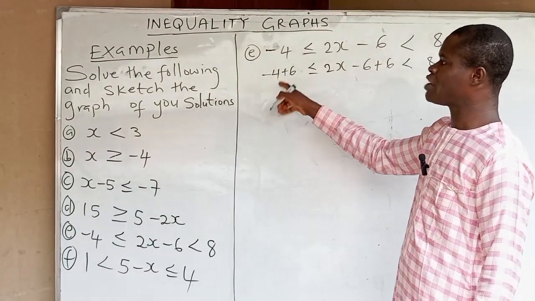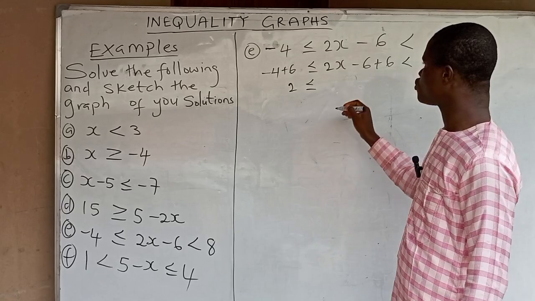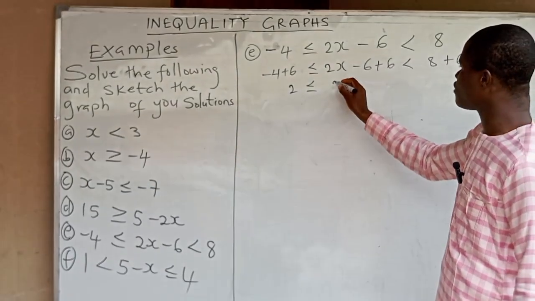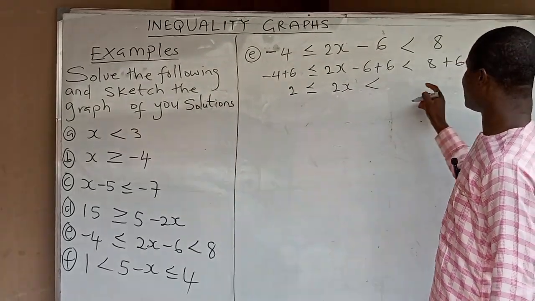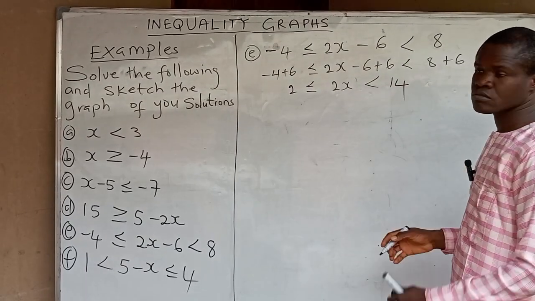So here, minus 4 plus 6 will give us 2, which is less than or equal to, here, minus 6 plus 6 is gone. So we just have 2x. So this is less than 8 plus 6. This will give us 14.